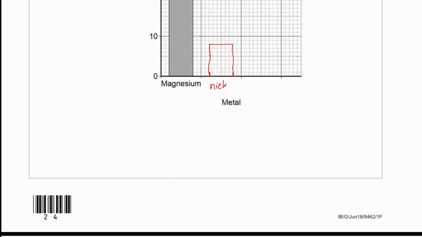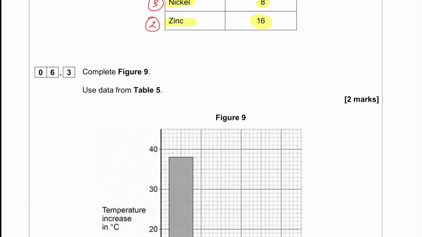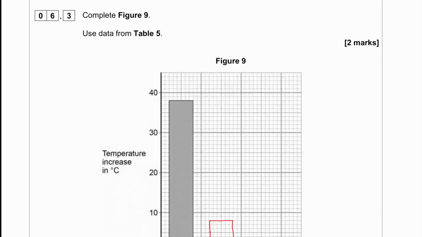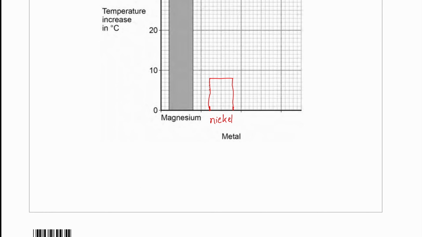So nickel. All right, then we have zinc. Zinc, we have 16 degrees Celsius. So the rule goes the same, 2 boxes from 2 sides, we're leaving it. All right, and 16 degrees Celsius, this is 15, this is 16. So we can draw a line here. We're going to draw a straight line here. All right, so this is zinc.